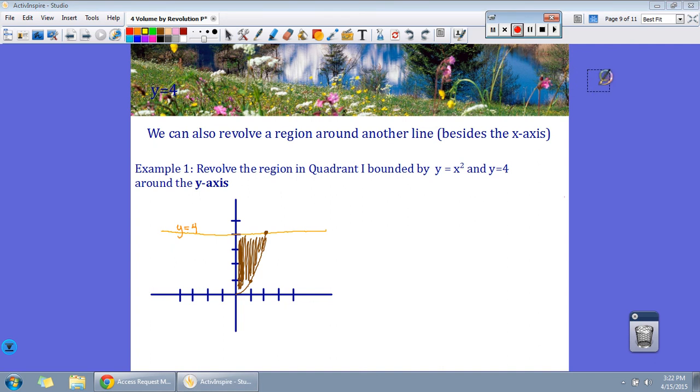Now we're going to look at revolving the region around a different kind of axis. This one's going to be in terms of y. We're going to go around the y-axis. So since we're going to integrate around the y-axis, everything needs to be in terms of y.